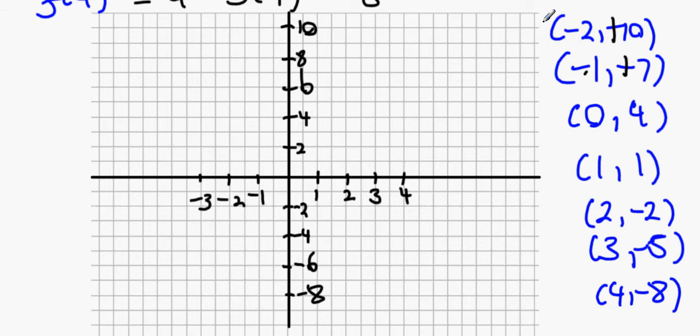Now the handy thing about drawing lines is that you can join the first point and the last point with a straight line and you'll get your answer very quickly. So it's minus 2, 10, just this point here. Make the dots very small because you don't want to introduce an error by making your dots too big. And the last one is 4, minus 8, which is down here. Then you can link them together. Just make sure it's very accurate.